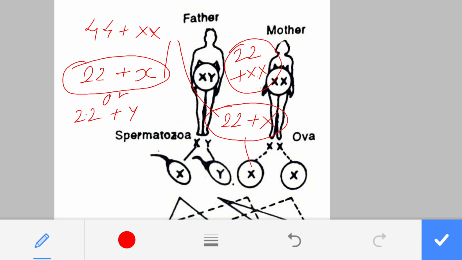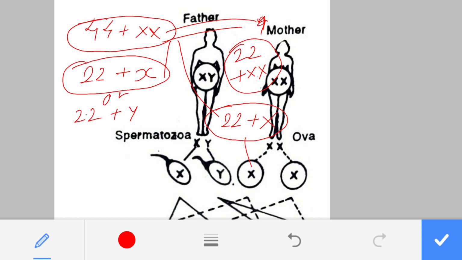From that zygote we know the cleavage will occur, then the morula, then the blastocyst stage, then the implantation, pregnancy. So in 9 months of pregnancy, the baby girl's body will develop, and the mother will give birth to a girl child.